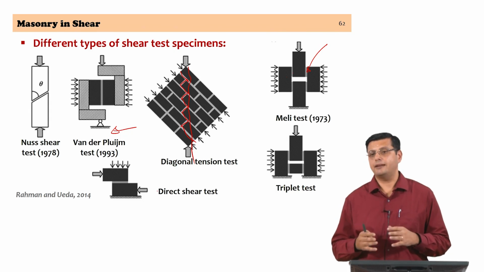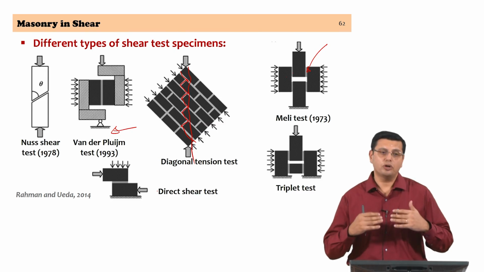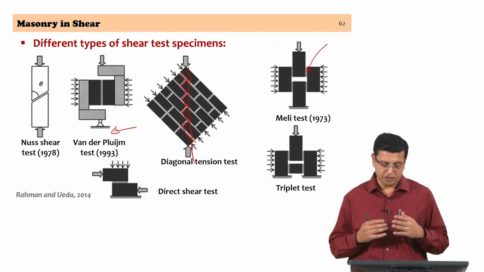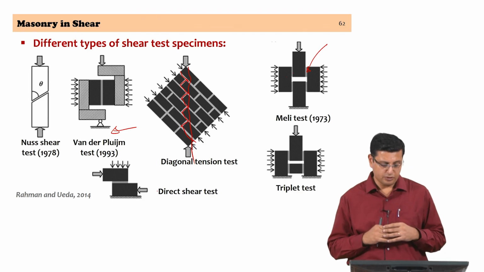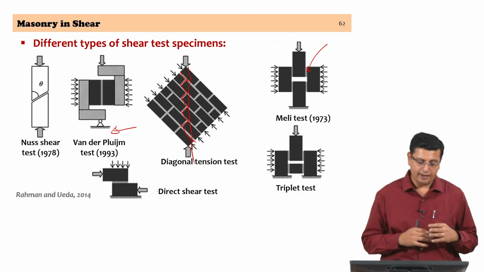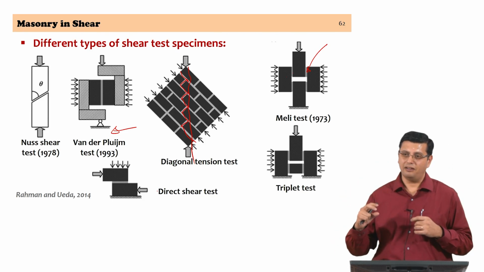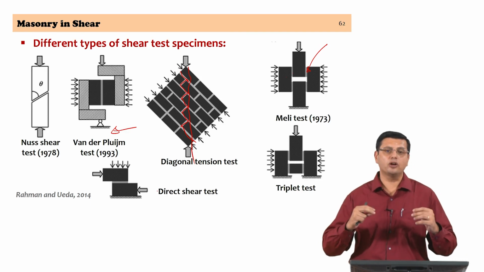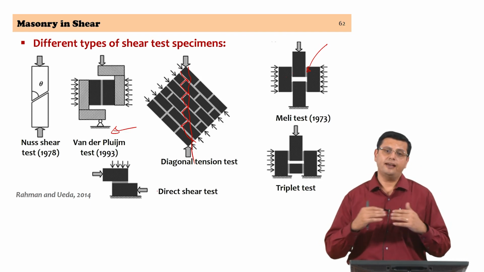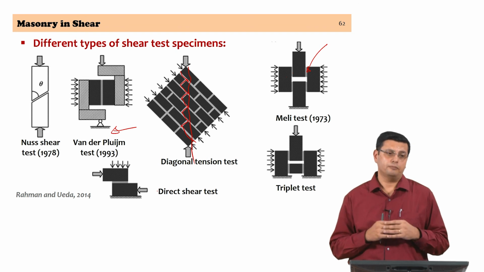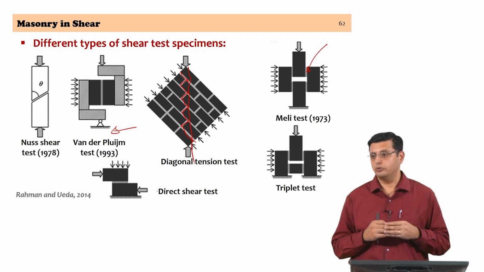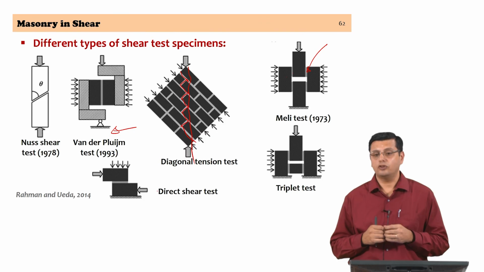The problem, as I said, is to be able to create pure shear in the joint or pure shear in the masonry, which is not simple in any way, and many of these would have a further component because of the eccentricity of the loading and can foul with the estimate of the strength that you are able to get from any of these tests.